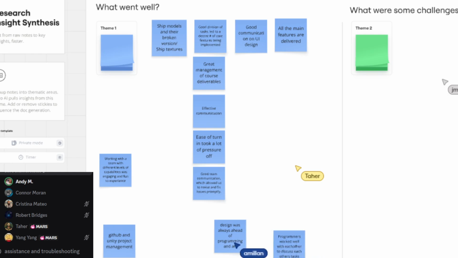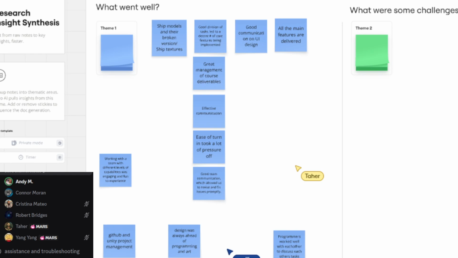Moving on, design was way ahead of programming and art. This can be seen two different ways. So design was always ahead of programming and art. I wrote that because that was a very good thing. Usually, in my experience, the issue is the lack of design, and then the programmers don't know what to do. But we didn't have this issue, which was great.